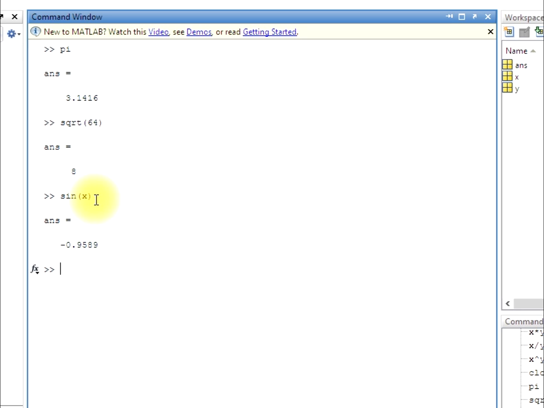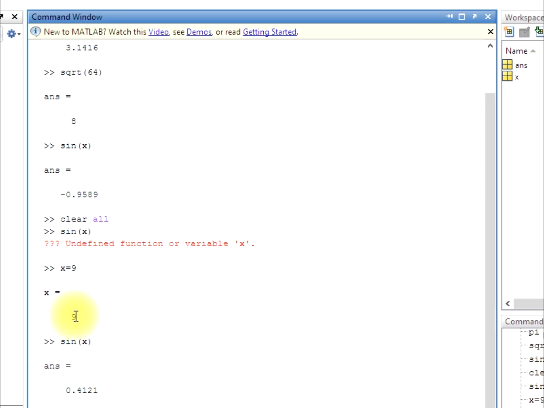For example, if I clear the command window and then find sine of x, it will give an error. Now I have to define x again. x is equal to 9, suppose, and then you find sine of x, and it will give us the value of sine at x equal to 9, which is 0.41.